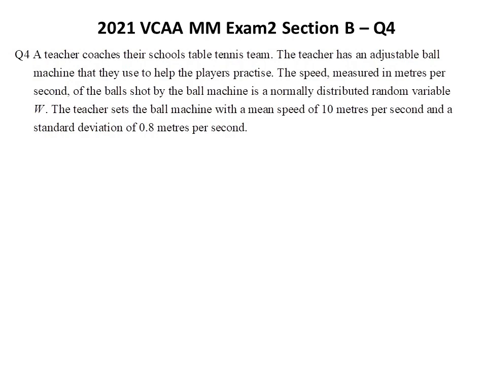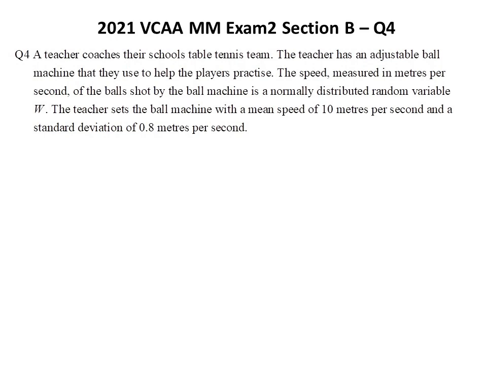Welcome to this VCAA exam paper series. This is section B of the 2021 exam 2 paper. There are a total of 5 extended response questions in section B. In this video, I will present the 4th extended response question here.